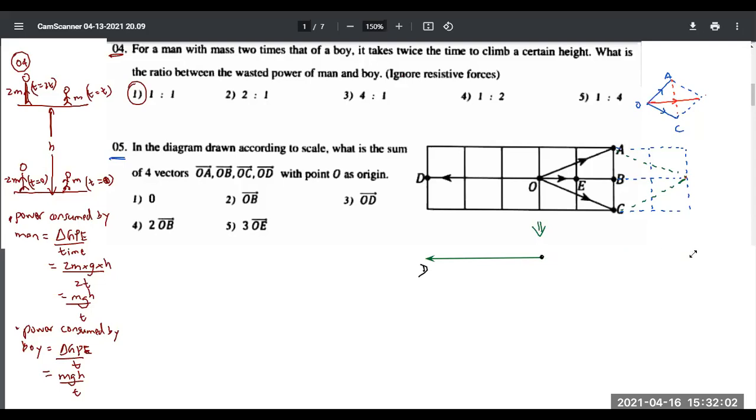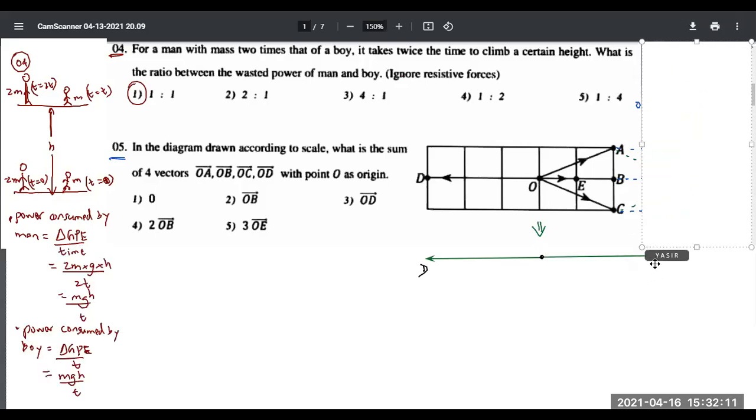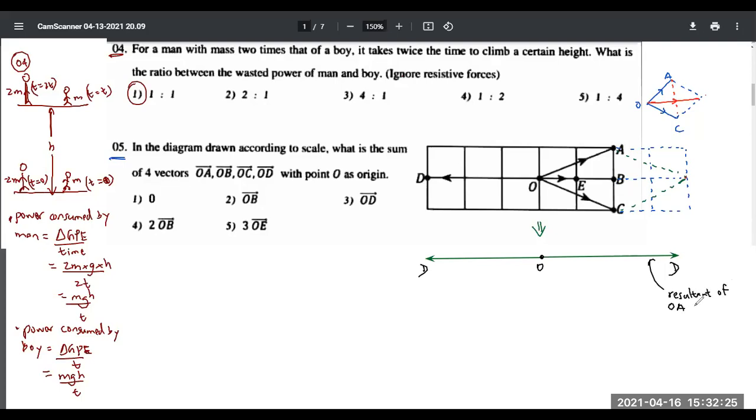Why is it OD? Because it's drawn to scale. The resultant should have four boxes. That's why I've drawn like this. So this is also another OD, the magnitude will be OD. What is this line actually? Resultant of OA and OC. The magnitude will be same.